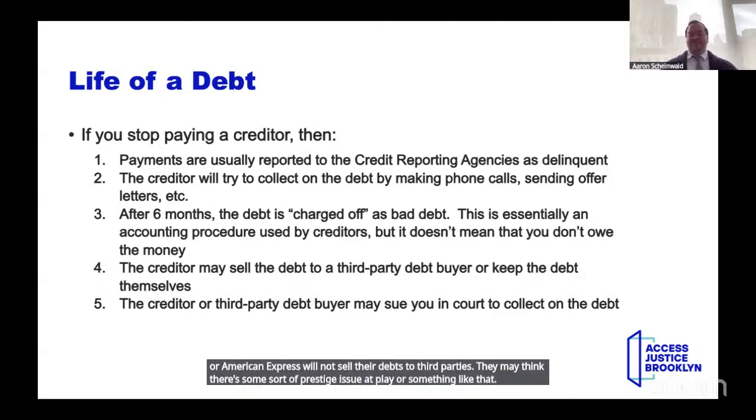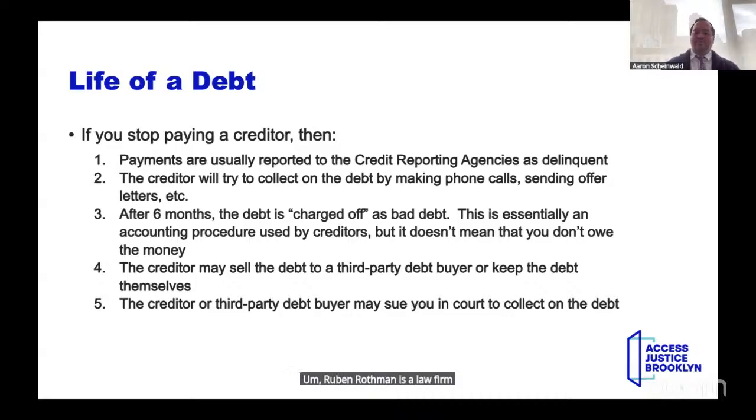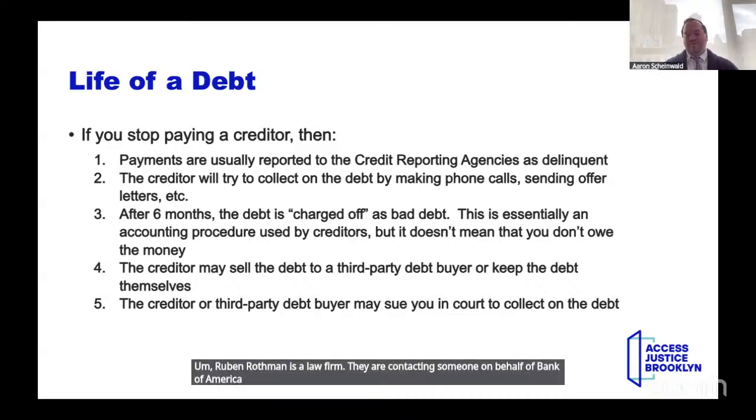but they do not sell debts. And so if somebody came and said they were contacted by, let's say, just to take one firm, Rubin and Rothman, and they say Rubin and Rothman is saying that they purchased a Bank of America debt. Rubin and Rothman is a law firm. They are contacting someone on behalf of Bank of America. They do not own the debt, and you can be sure that they're not saying that they are the owner of the debt for something like that.